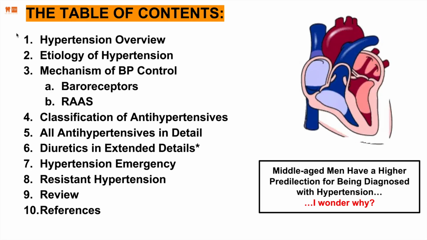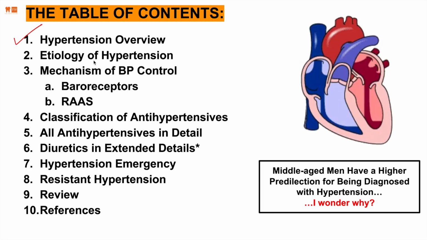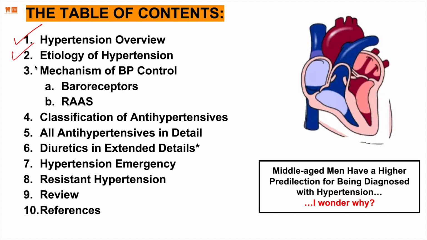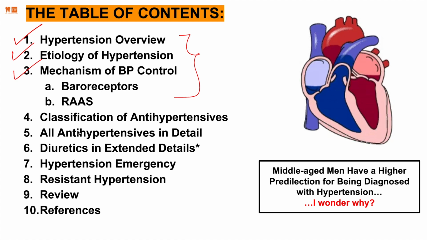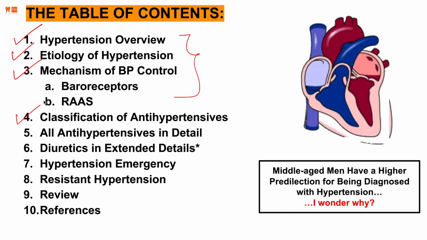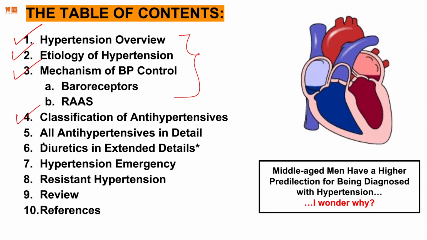Today we're going to cover the hypertension overview, which we ended the previous lecture with. We'll take a look at the etiologies of hypertension, moving on to the mechanisms of BP control. Now, the majority of this is going to be a review of physiology. Then we'll move on to the pharmacology aspect, where we classify the antihypertensive agents, the drugs. Then we'll take a look at all of them in extensive detail, as this is an extremely important chapter in dentistry, as well as medicine and other paramedical subjects.